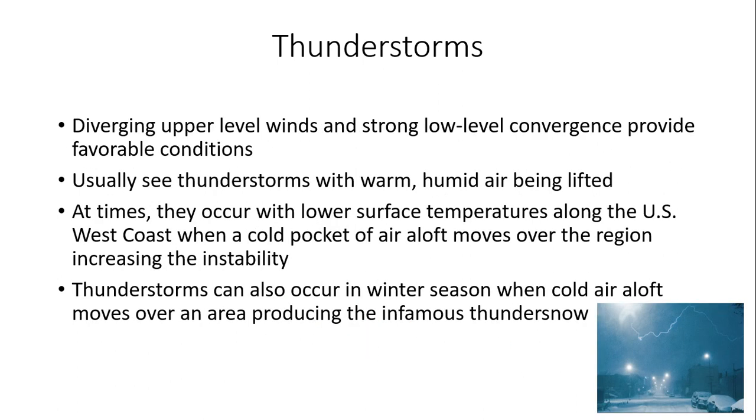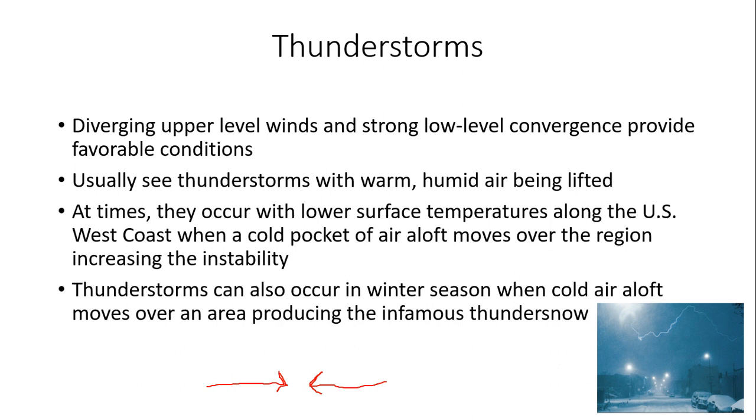When we have diverging upper level winds and strong low level convergence, that generally tends to favor thunderstorm development. I had a discussion on divergence and convergence in a past How the Weather Works training video, so please feel free to take a look at that for a more in-depth explanation on these two terms. I will just briefly cover it here as a refresher.